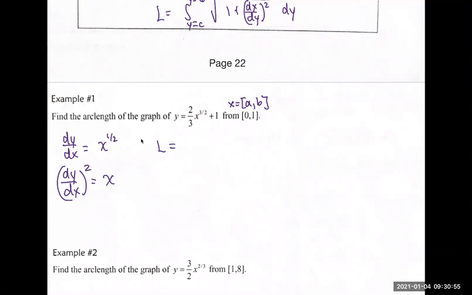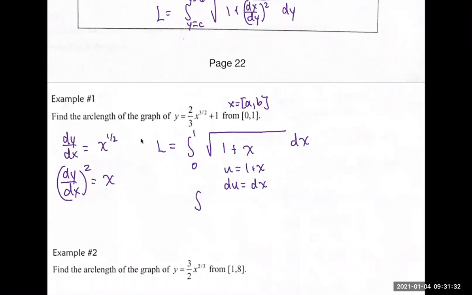So the arc length from A to B would be 0 to 1 of the square root of 1 plus, so the formula is 1 plus the derivative squared. So in this case, 1 plus x, and then with respect to x. Now I can see here that I can either do u substitution in my head, because this is linear inside here, or if I want, I can just do u substitution quickly enough with this problem. So u equals 1 plus x. When I take its derivative, I get du equals dx.